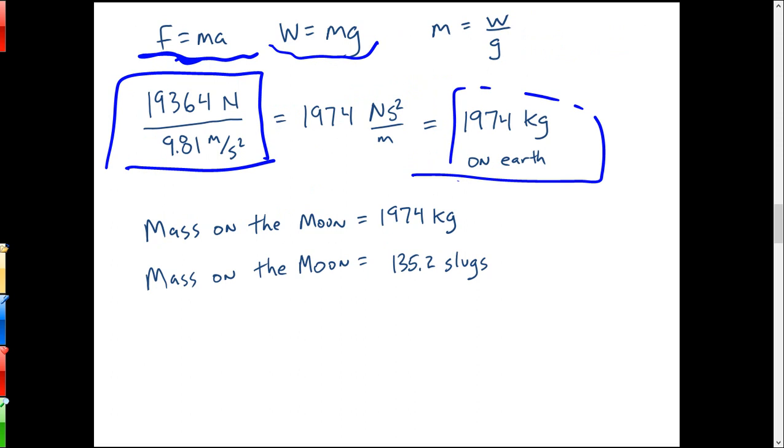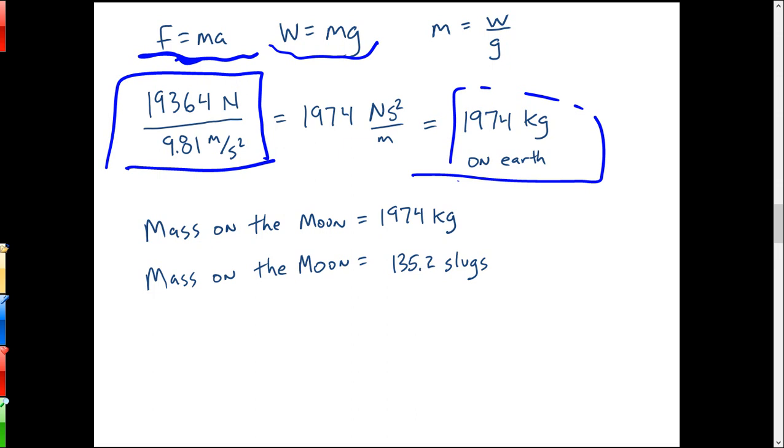All right, now if we want to find the mass on Earth, we can take the weight in the metric system and divide it by g in the metric system on Earth. So that's 19,364 newtons divided by 9.81 meters per second squared. That will get you 1974 newtons second squared per meter, which is a kilogram. So that's 1974 kilograms. Okay.